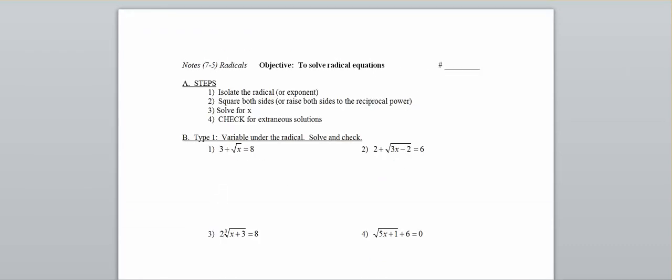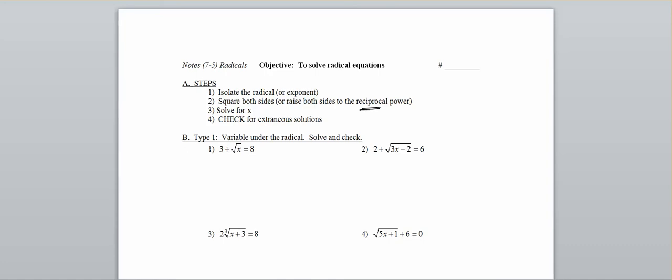Alright, today's lesson is going to be to solve radical equations. Our first step is going to be to isolate the radical, or the exponent. And then we're going to square both sides, or we're going to raise both sides to the reciprocal power. We're going to solve for x, and then we have to check our solutions, because there's going to be times where we have extraneous solutions, or solutions that don't work.